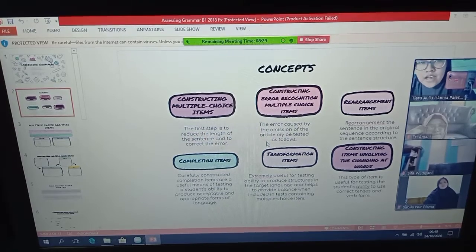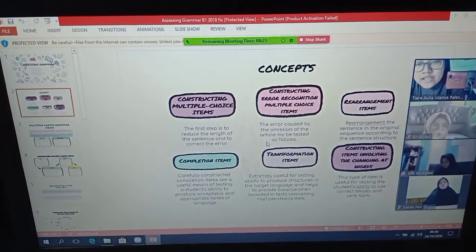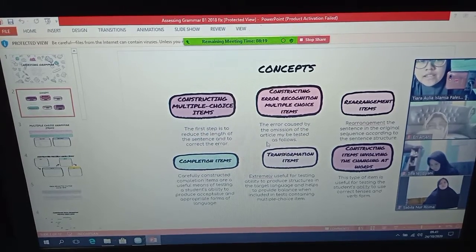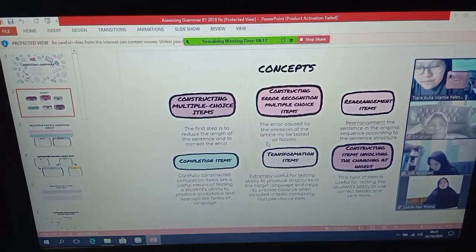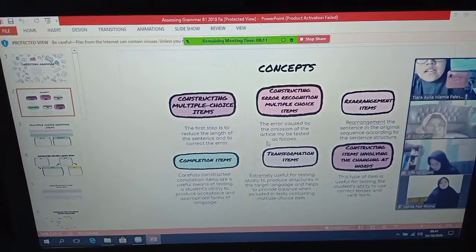sesuai. And then, transformation items, extremely useful for testing ability to produce structure in the target language and helps to provide balance when included in tests containing multiple choice items. Sangat berguna untuk menguji kemampuan siswa dalam bahasa target ketika dalam tes pilihan ganda.